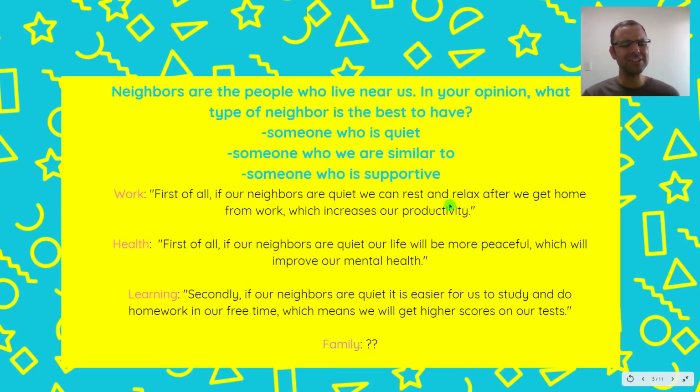All right, let's take a look at a few more examples that illustrate how we can use these four aspects of life. Next up, I have a multiple choice style question. Neighbors are the people who live near us. In your opinion, what type of neighbor is the best to have? My choice, someone who is quiet. So that's going to become the thesis of my essay. But how am I going to support that in the body paragraphs?